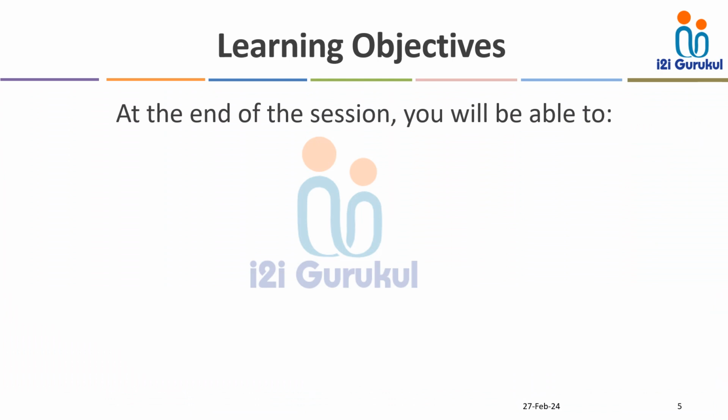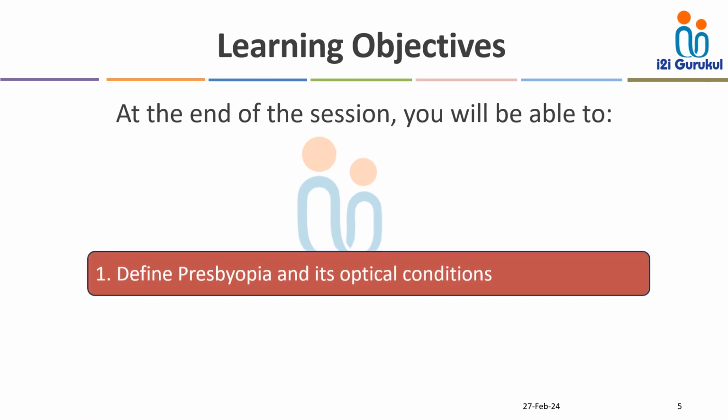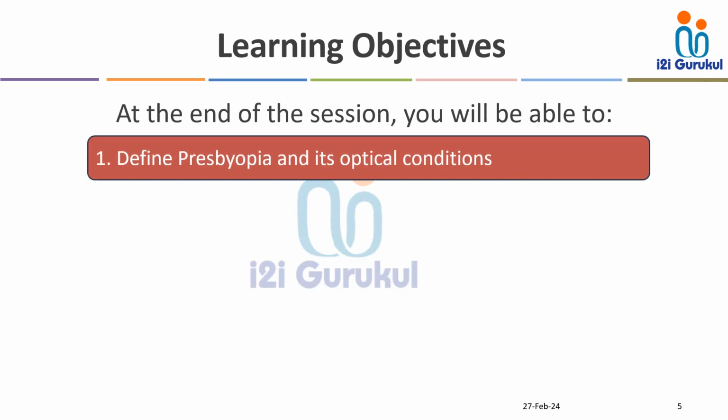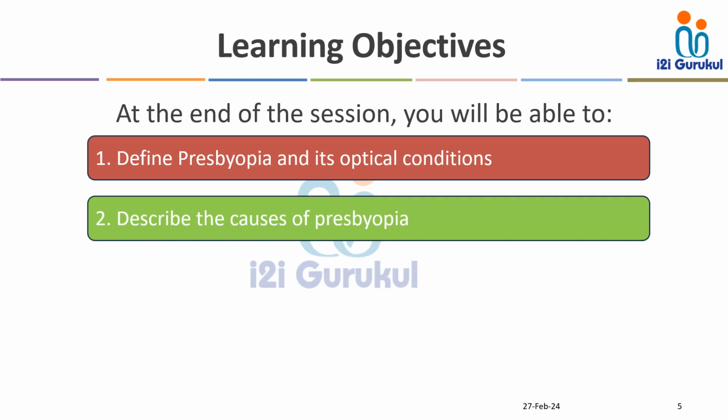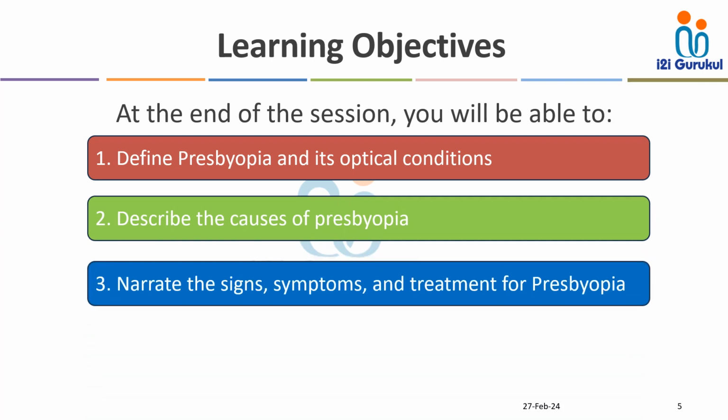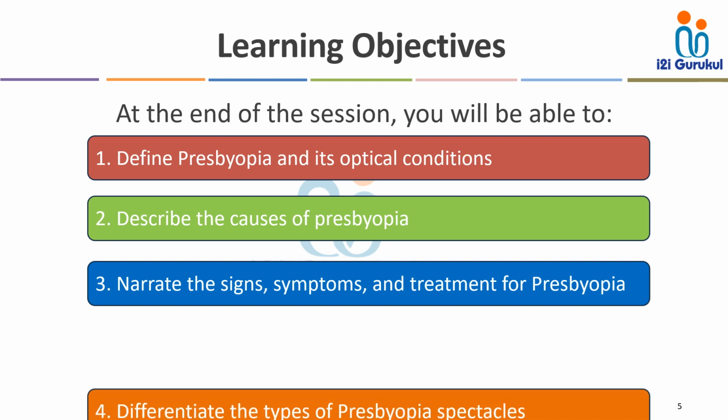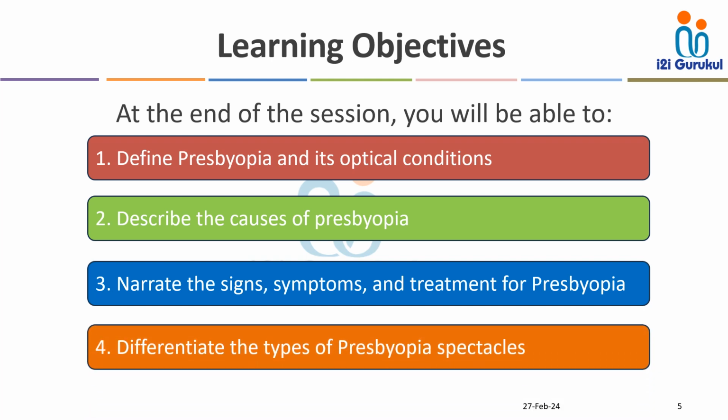So moving towards the main content, what are the learning objectives for today's session? At the end of this session, you will be able to define presbyopia and optical conditions. You will be able to describe the causes of presbyopia, narrate the signs, symptoms, and treatment options for the presbyopic condition, and differentiate the types of presbyopic spectacles.